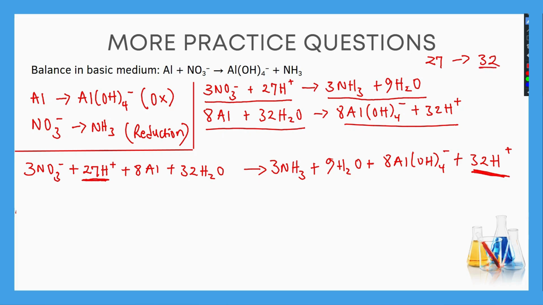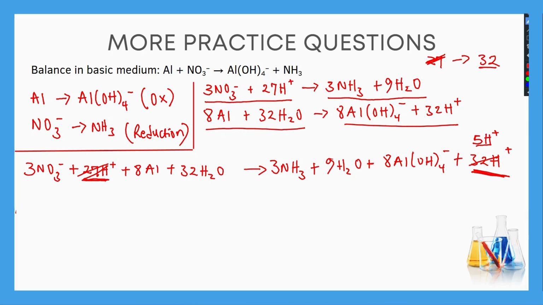Of course, 32 is greater. So we just eliminate the 27 H plus ions over here and take them out of 32. When you remove 27 from 32, what you will have remaining is 5 H plus ions. So what we have on the right hand side now is 5 H plus ions, and we've taken out the 27 H plus ions.